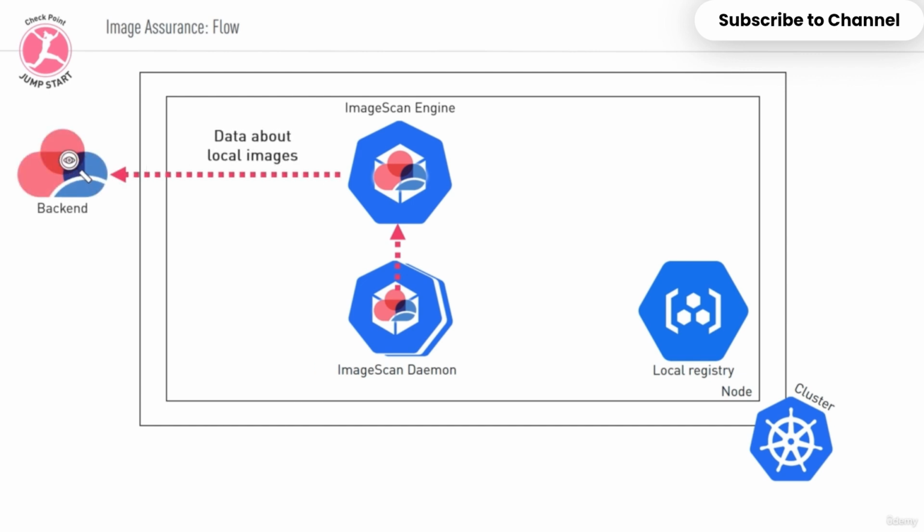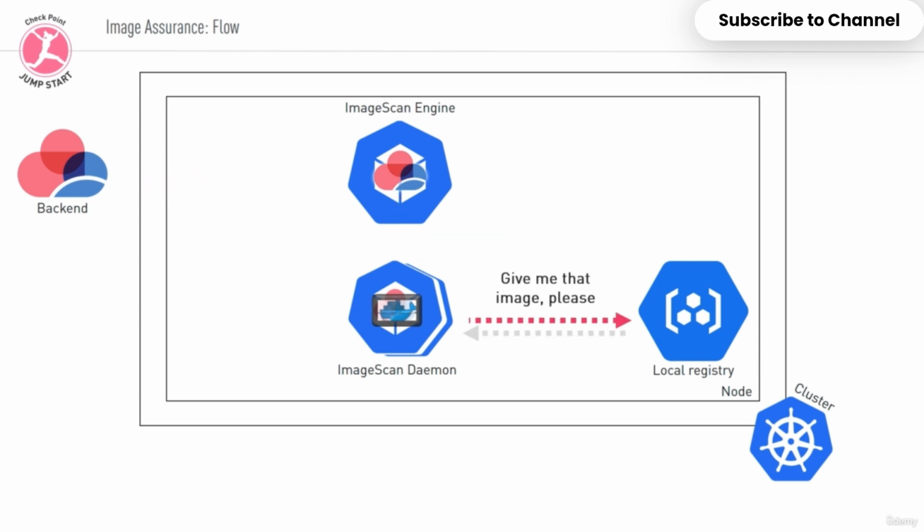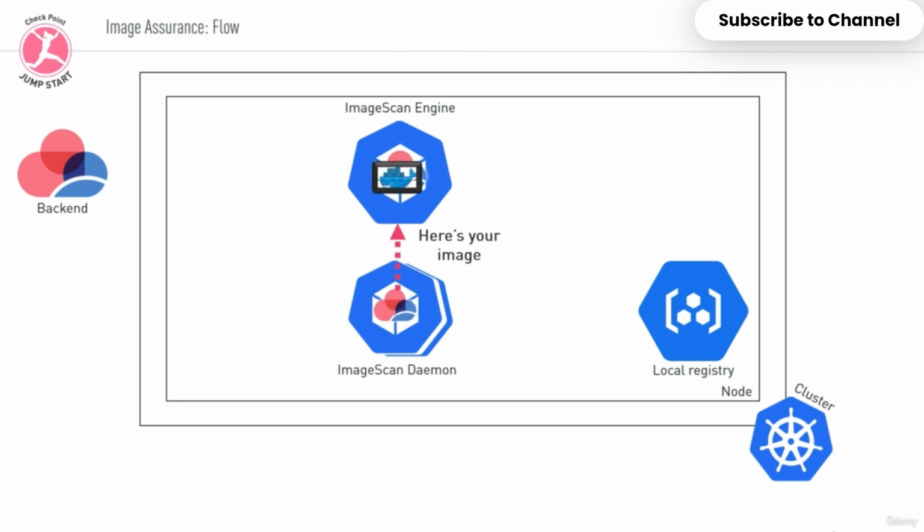The backend then examines and validates the list of images. If it detects an unknown image, it reports this to the image scan engine. The engine then requests the image scan daemon to fetch the image in question from the registry. After its retrieval, the image scan engine unpacks the image, analyzes it locally, and sends its metadata to the backend. The detection verdict is then presented in the CloudGuard portal.